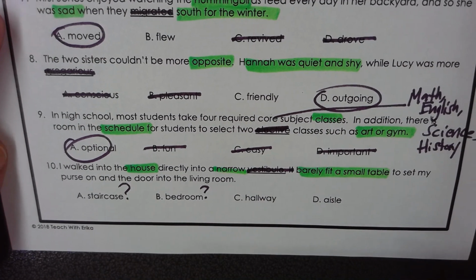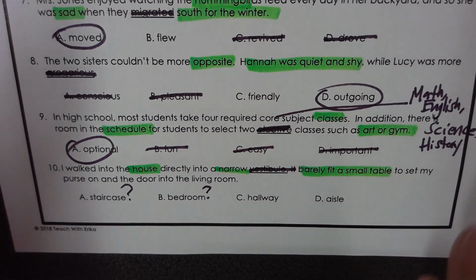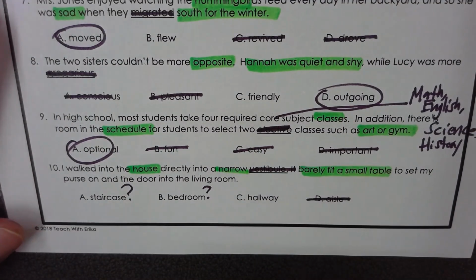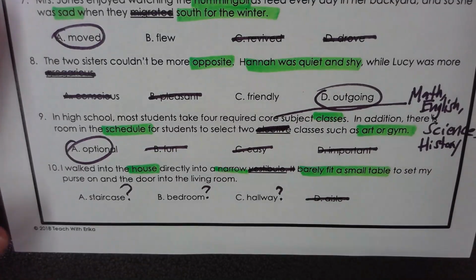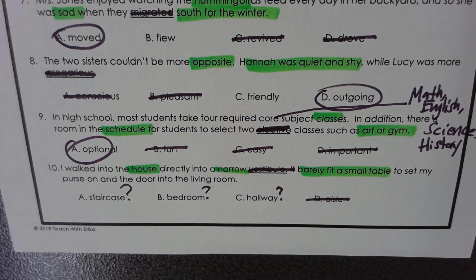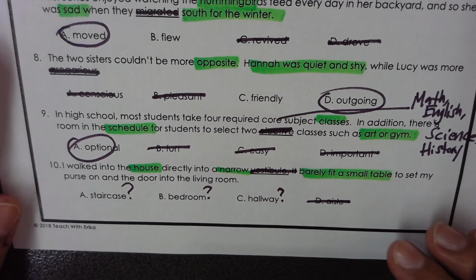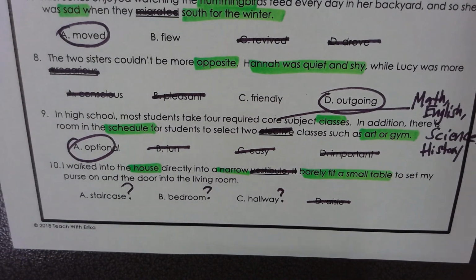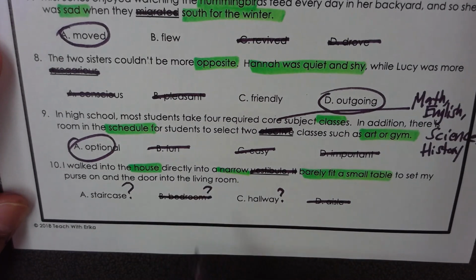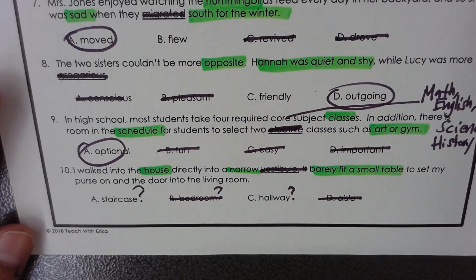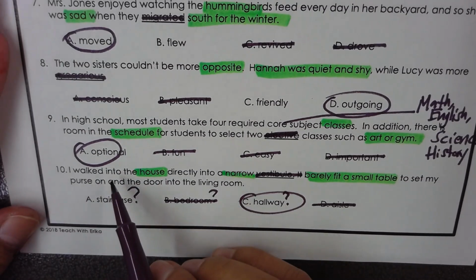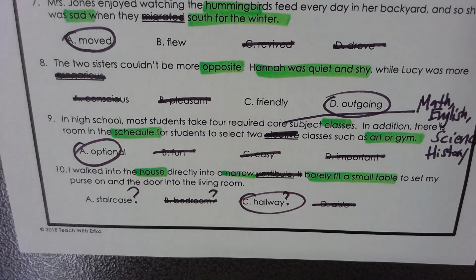Or aisle. In a house, you don't have an aisle. That's like an aisle at a store, like H-E-B, different aisles where you have foods organized, so it's not D. So out of staircase, bedroom, and hallway, what is the best meaning for vestibule? If our context clues are they're in a house, it's small and really hard to walk by, it's not going to be bedroom. It's either staircase or hallway. So it's going to be hallway because I walked into the house directly into a narrow hallway.